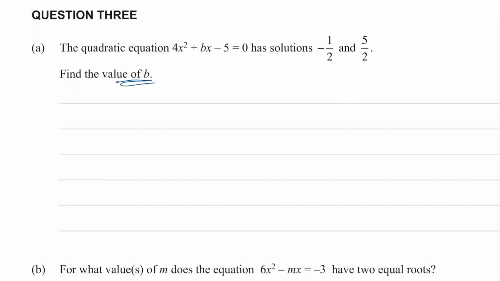So b is just some number. It could be 1, it could be negative 25, it could be a billion. We don't know. But what we do know is that this quadratic equation has these two solutions. So we need to use the solutions and kind of reverse engineer what the quadratic equation is, so that we can then work out what the value of b must be for this equation to have these two solutions.